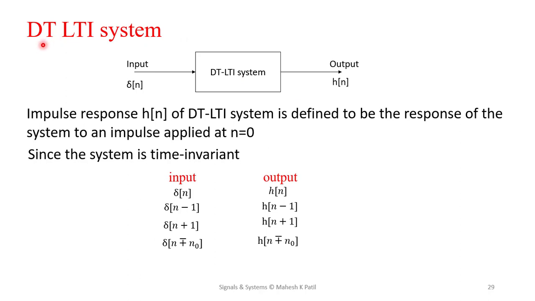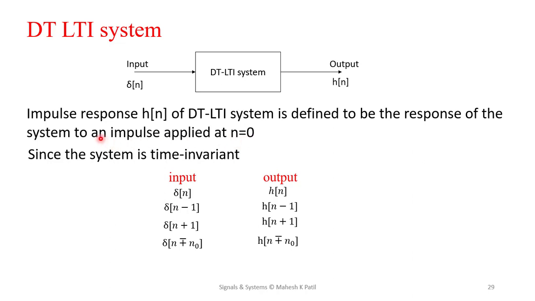Now we'll see what a DT LTI system is. So consider this block diagram here. This is the DT LTI system to which an input signal is applied, and we are getting the output signal h of n. The input applied is the unit impulse signal, that is delta n, and we are getting the output as h of n. Now the impulse response h of n of this DT LTI system is defined to be the response of the system to an impulse applied at n equal to 0.